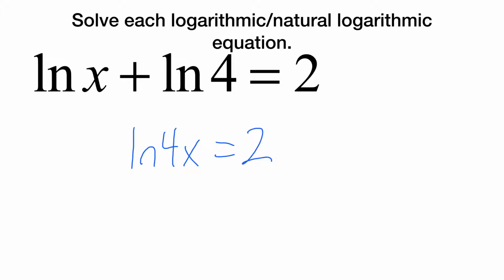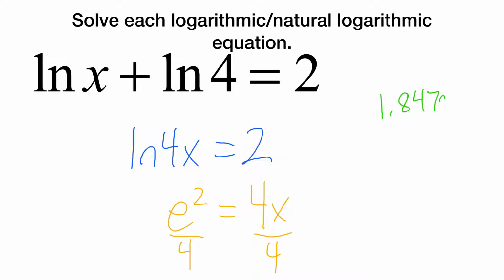It's going to equal 2. So at that point, I just rewrite this as e squared equals 4x and divide by 4. So now I'm just going to put that into the calculator. E squared divided by 4. And that ends up getting me the answer of 1.847 is approximately x.